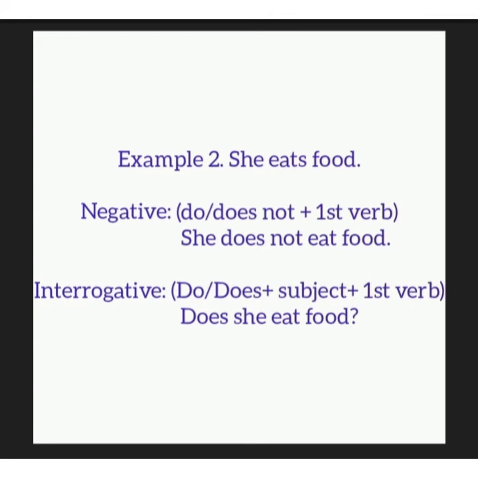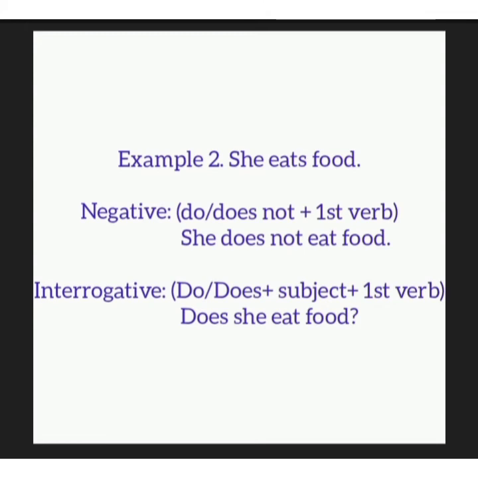Let's change it into negative form. The formula is do or does not plus first form of the verb. Let's start with she. And we have to choose do or does. Since the person she should be used with does, according to the rule, we have to take down does not eat food. She does not eat food.